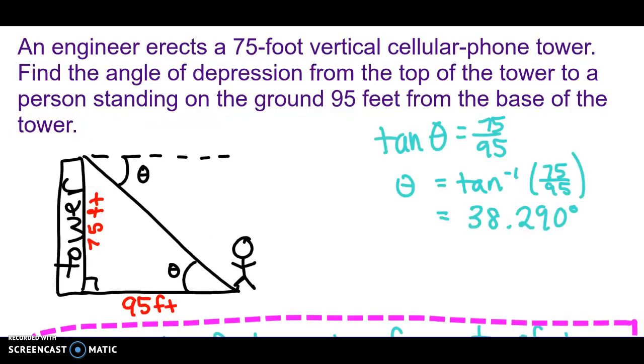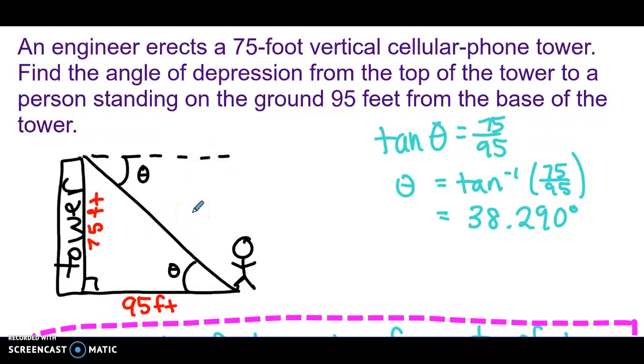Okay, so here's my picture. Here's the person. Let's call this Craig. Wow, Craig's a stick person. Here's Craig. He's standing 95 feet from the tower. And here's my angle of depression theta, which is what we're looking for. Now remember, an angle of depression is looking horizontally and then downward.